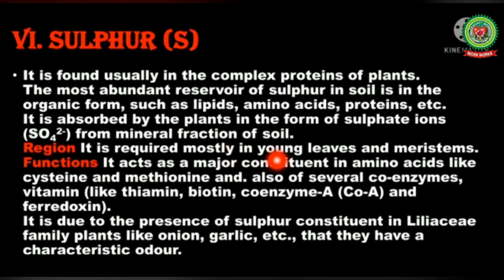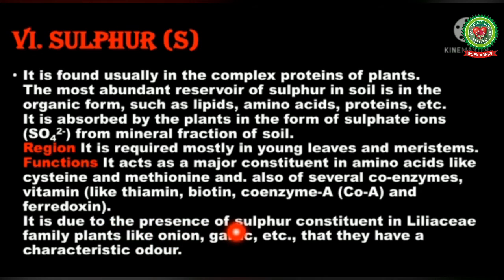Function. It acts as a major constituent in amino acids like cysteine, methionine, and also of several coenzymes and vitamins like thiamine, biotin, coenzyme A, and ferredoxin. It is due to the presence of sulfur constituents in Liliaceae family plants like onion, garlic, etc. that they have a characteristic odor.